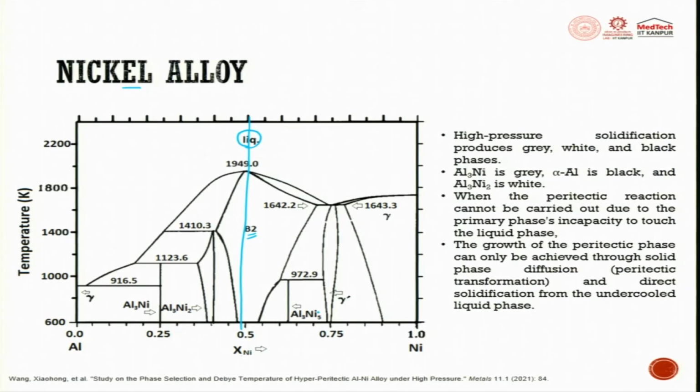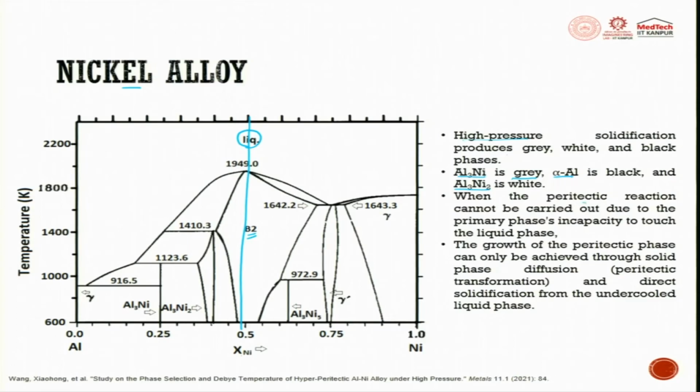High pressure solidification process produces gray, white and black phases, but here we do not use high pressure. Without doing high pressure, high temperature and instant cooling, you can get multiple combinations. Al3Ni is gray, alpha aluminium is black and Al3Ni2 is white. Depending upon the microstructure, you can easily find out by looking at the microstructure. If it is gray, it is Al3Ni, if it is alpha Al it is black, Al3Ni2 is white.